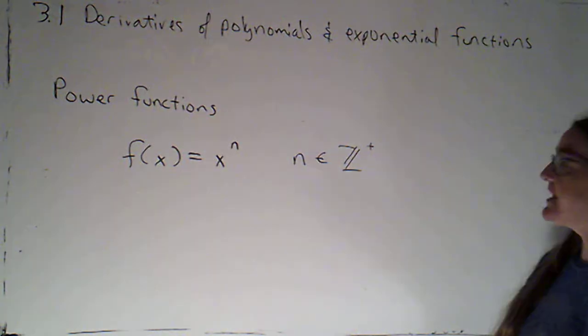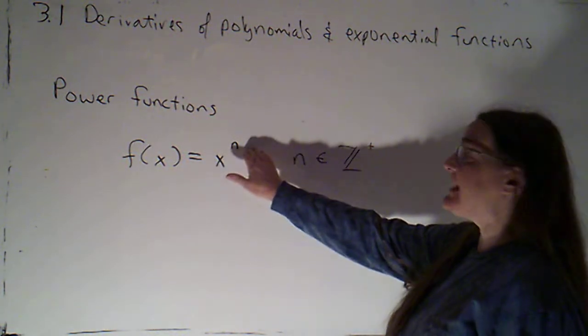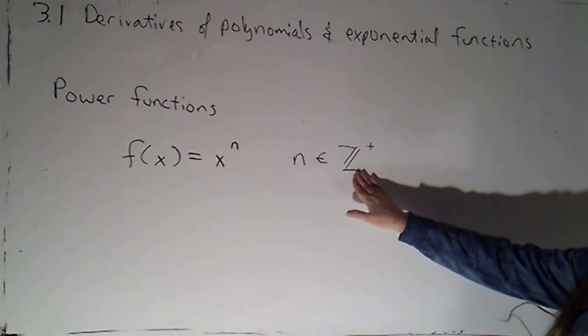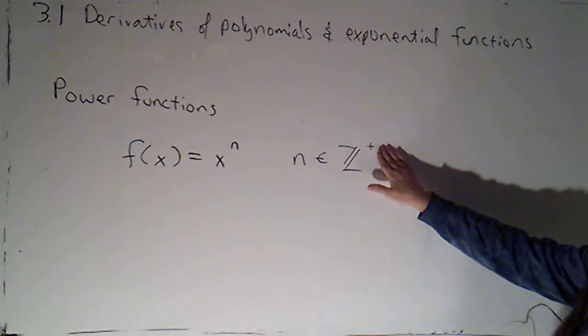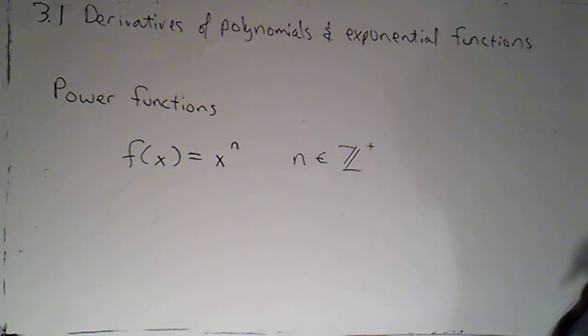In this video, we're going to take a look at power functions. Power functions are functions that are of the form x to the n, where n is a positive integer. This fancy symbol Z means it's an integer, with a little plus sign that says we're talking positive integers. So 1, 2, 3, 4, etc.